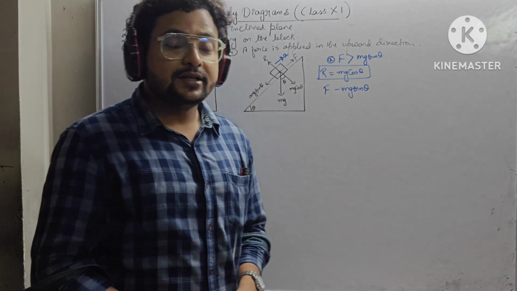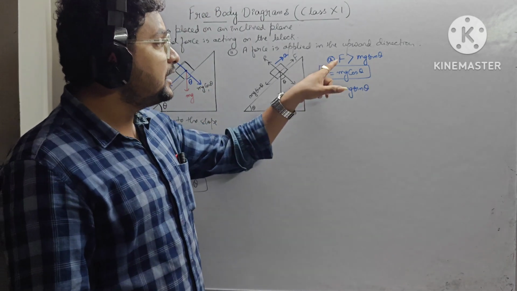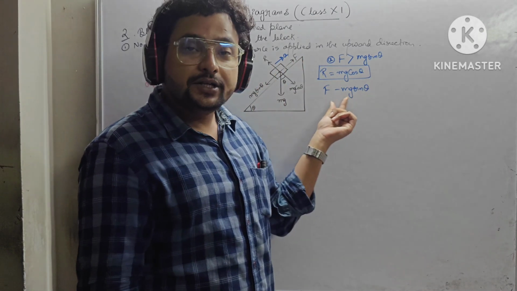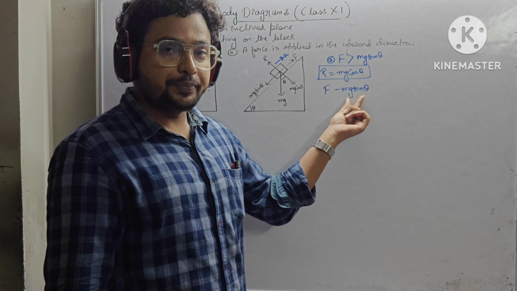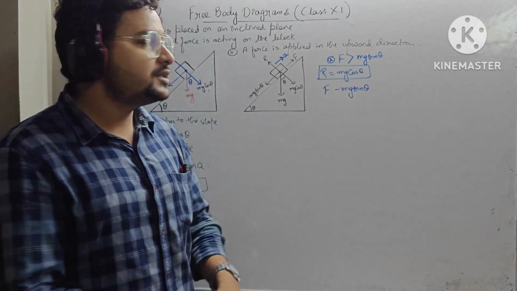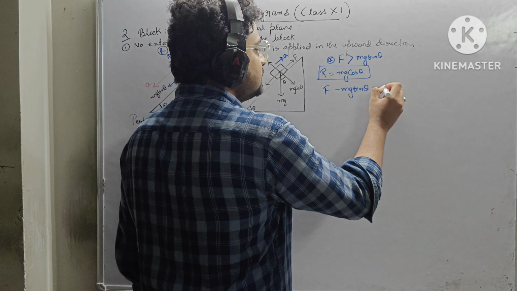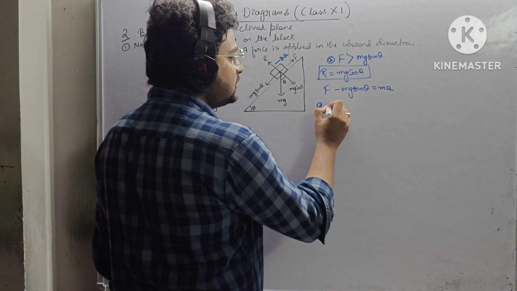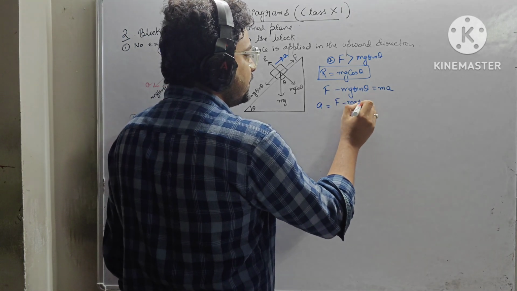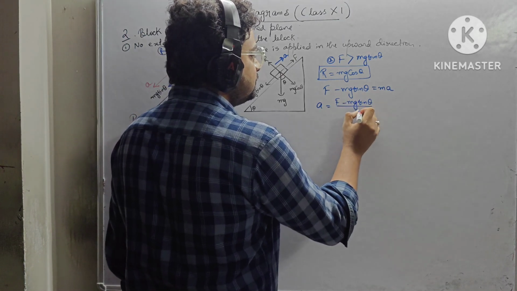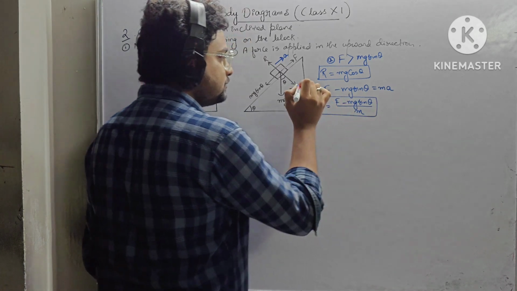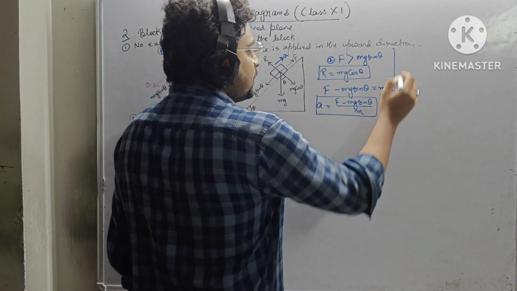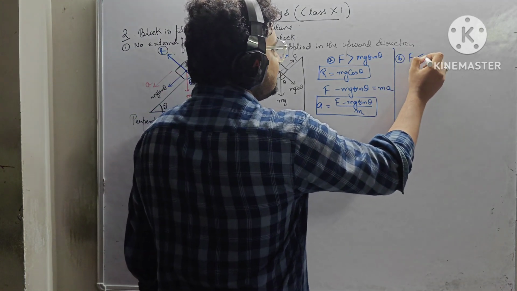Why F minus mg sin theta? Why not mg sin theta minus F? Because I have already said that F is greater than mg sin theta. So the resultant force acting on the body is F minus mg sin theta. And we know force is equal to mass into acceleration. So that is equal to mass into acceleration. From here, if you want to find the acceleration, I can write F minus mg sin theta divided by m. This is your acceleration. Okay. Case B. What is going to happen if F is less than mg sin theta?